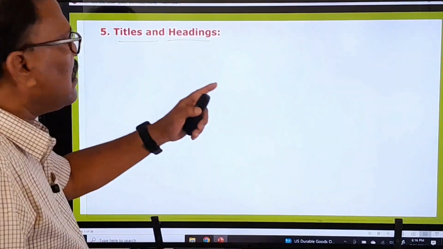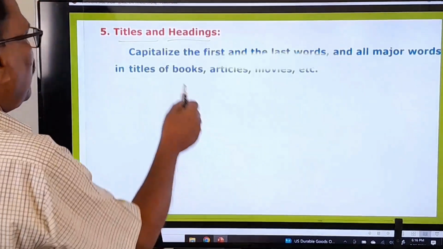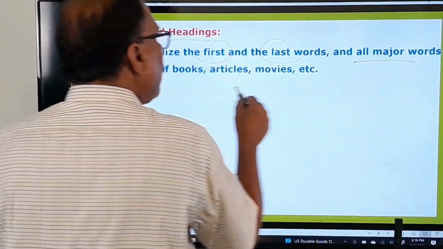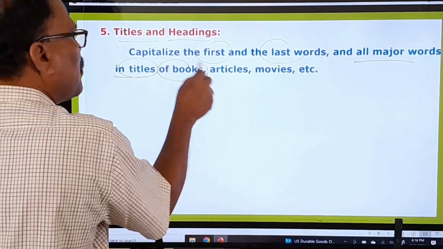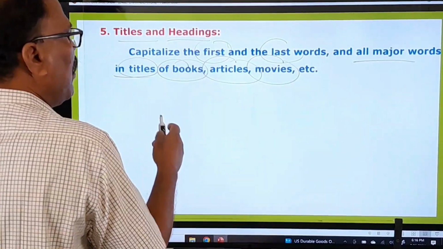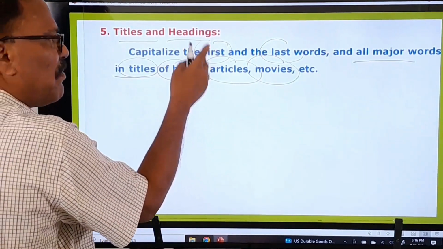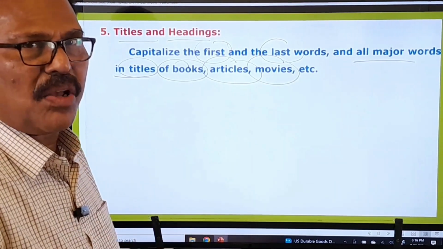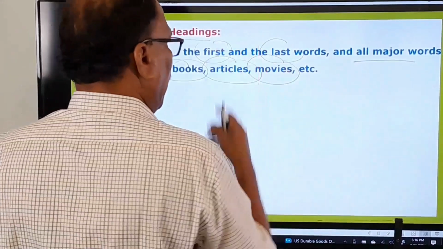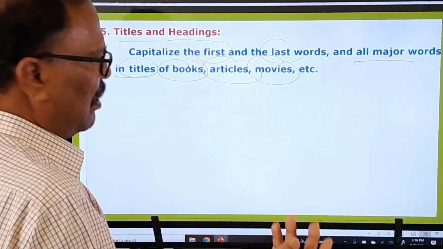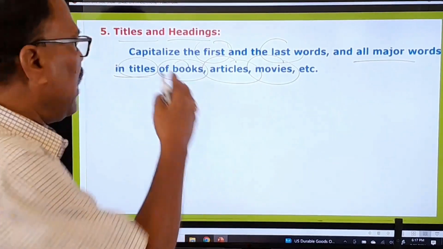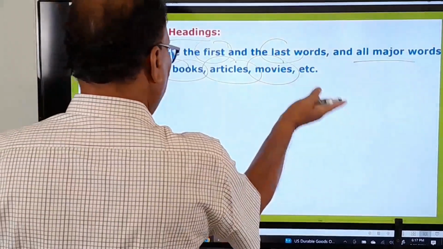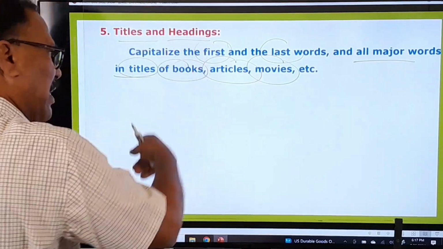The titles and headings should also be capitalized. So here, capitalize the first and the last words and all the major words in titles of books, articles, movies, etc. You know the names of books, you know the names of articles. Articles means the textbook lessons also come under articles, and here movies are there. Titles means titles of poems, titles of lessons, titles of various articles, movies and books, all these should be capitalized.